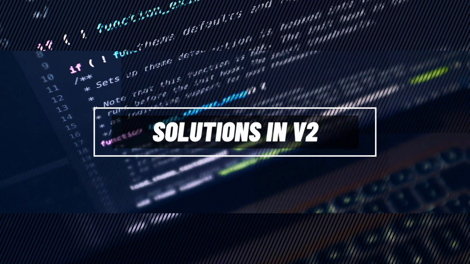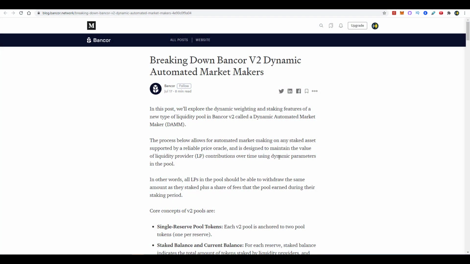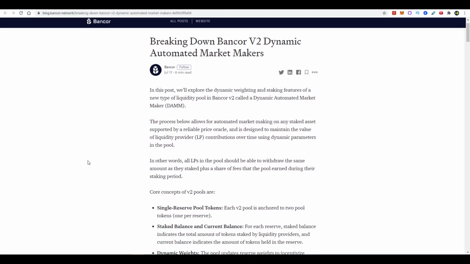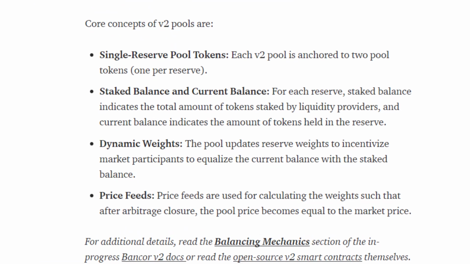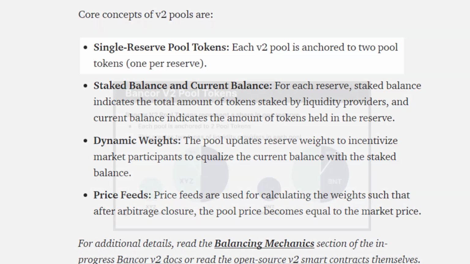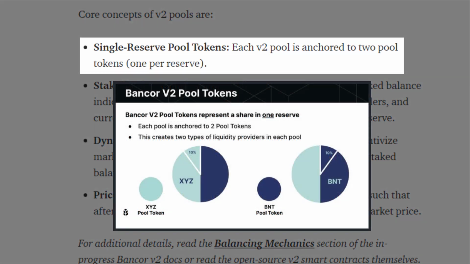How is Bancor going to resolve the issue of impermanent loss and dual token exposure? Well, in this Medium article, which I'm going to link down below, mechanistically, this is how they're going to solve it. So essentially, you're going to have two pool tokens, one for each reserve. Unlike the Uniswap model and the previous Bancor model, you're not going to get one token for the two pools. You're going to get a token for a single pool. You can pick the one pool that you want to provide liquidity to. This way, you don't have to get exposure to another token that you don't necessarily want exposure to.